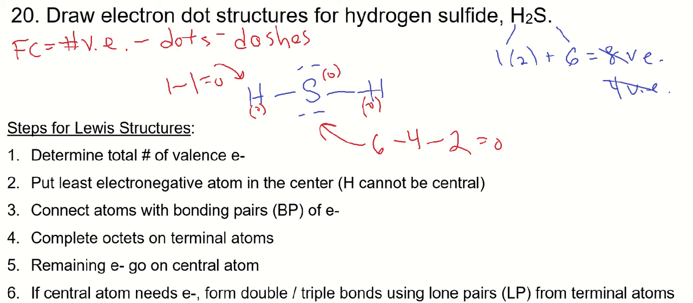Let's take a look at the geometry. The central sulfur has 4 regions of electron density. 2 of the 4 are bonded to other atoms. You can also say there are 2 lone pairs not bonded to other atoms. 2 out of the 4 are bonded. That's going to give us a bent shape.